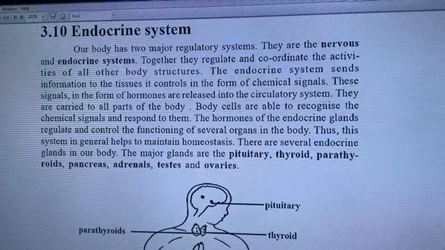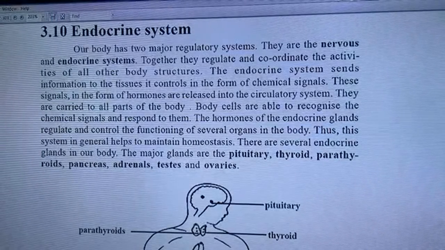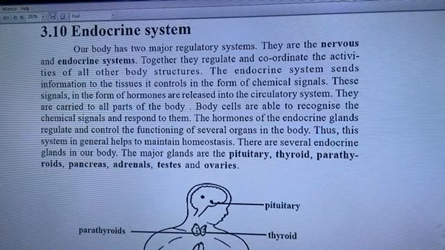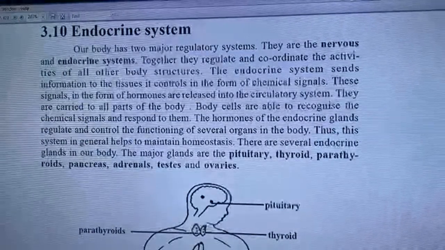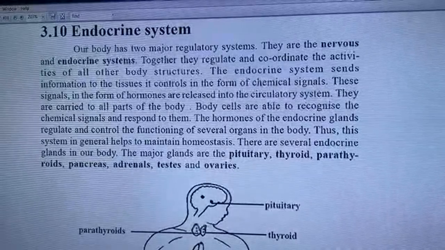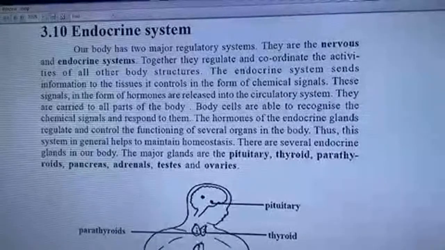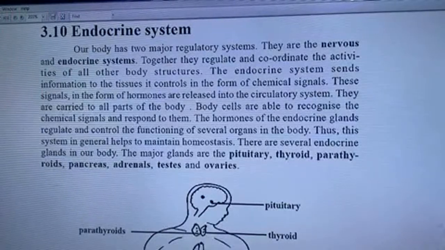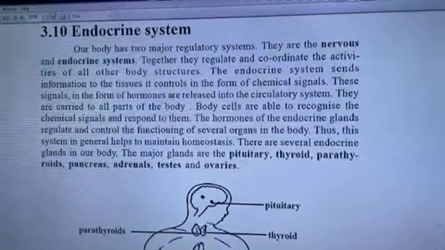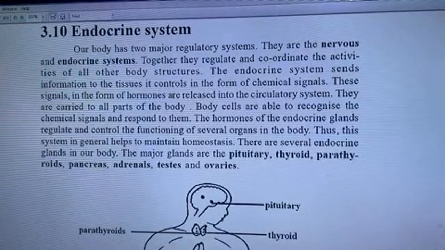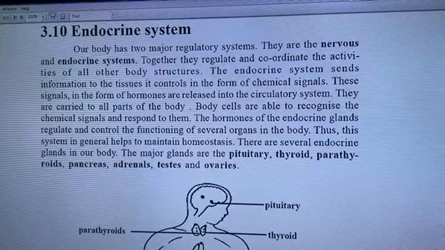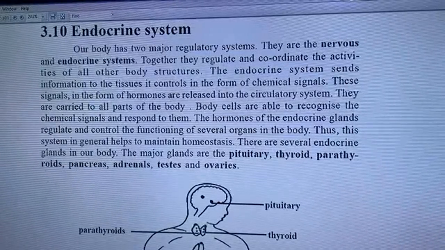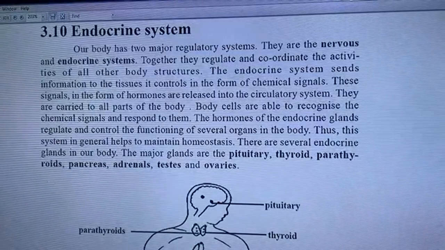The endocrine system sends information to the tissues and organs in the form of chemical signals. These signals, in the form of hormones, are released into the circulatory system. They are carried to all parts of the body. Body cells are able to recognize the chemical signals and respond to them. The hormones of the endocrine glands regulate and control the functioning of several organs in the body. Thus, the system in general helps to maintain homeostasis.